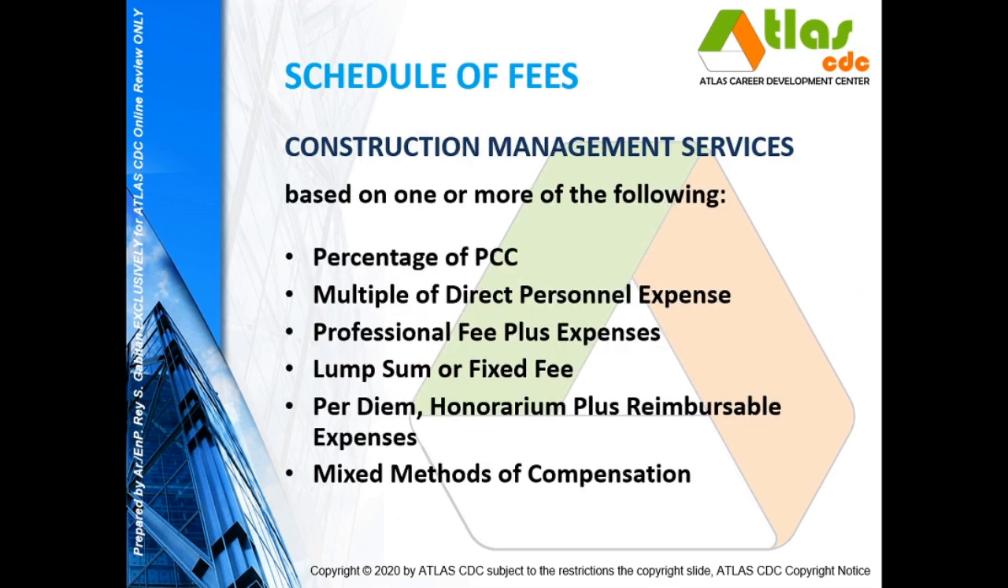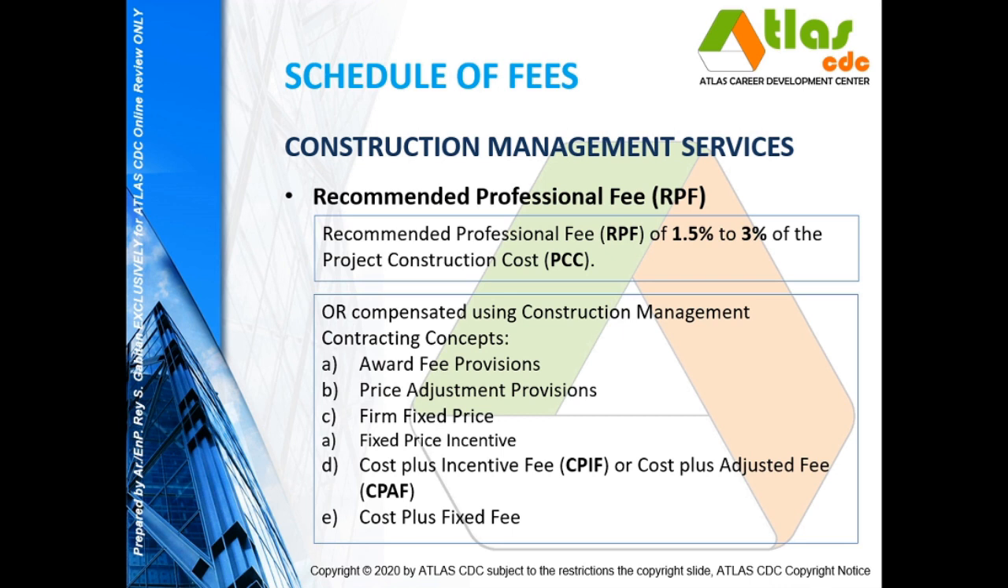For construction management services, this is document 204B. You can use again any of the following methods of compensation: percentage, the MTPE, PF plus expenses, lump sum or fixed fee, per diem, honorarium plus reimbursable expenses, and the mixed methods of compensation. For CM, the recommended professional fee, if you are using the percentage method, is at 1.5 to 3% of the project construction cost.